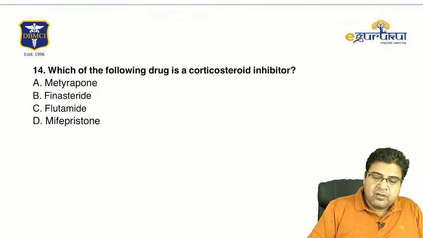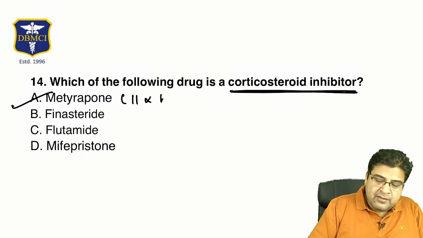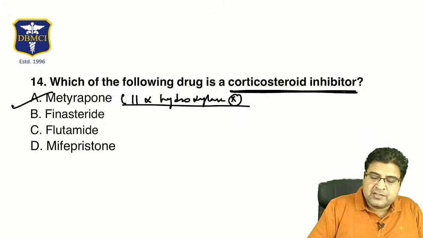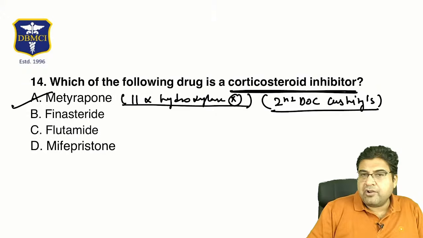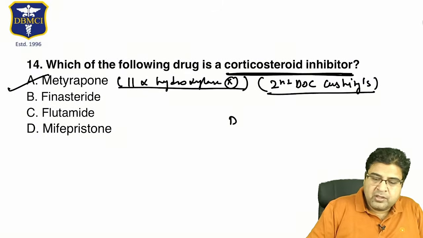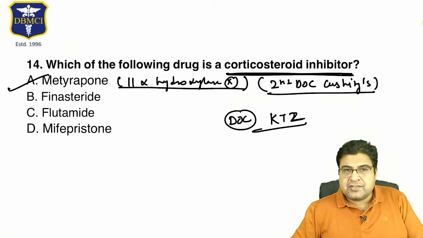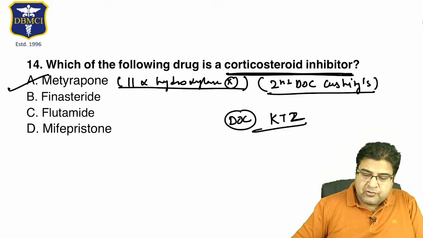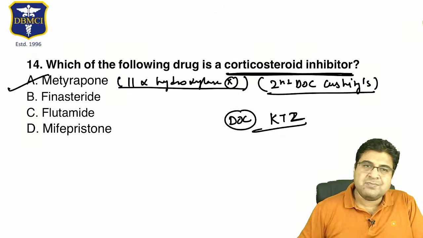Question number 14, which drug is a corticosteroid inhibitor? The drug is metyrapone. It's an 11-beta hydroxylase inhibitor. It's the second drug of choice for Cushing's disease. What is the drug of choice for Cushing's disease? The drug of choice for Cushing's disease is ketoconazole, and the second drug of choice is metyrapone.